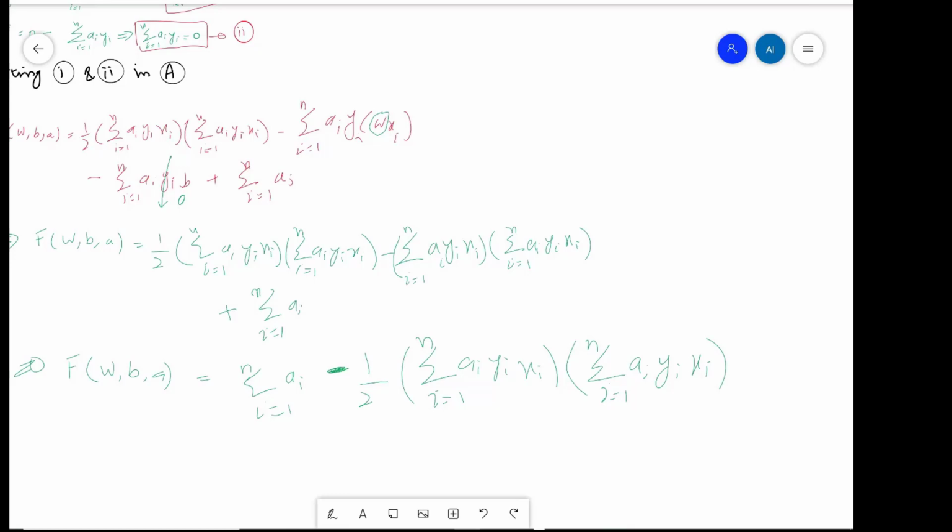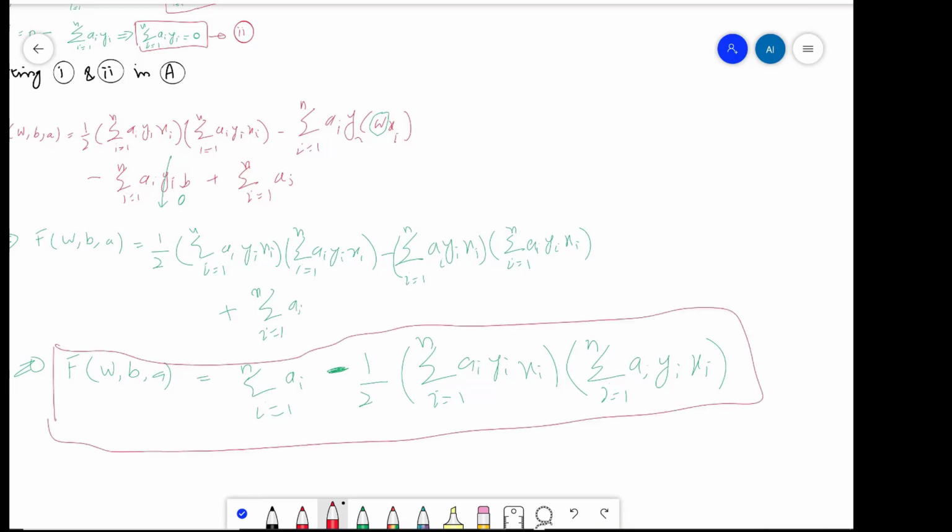Function of w, b and a is equal to summation i equal to 1 to n of alpha i, minus 1 by 2 summation of i equal to 1 to n of alpha i, yi, xi into summation of i equal to 1 to n of alpha i, yi, xi. So this is actually our desired dual form of support vector machine in a simple format, in a simple form.